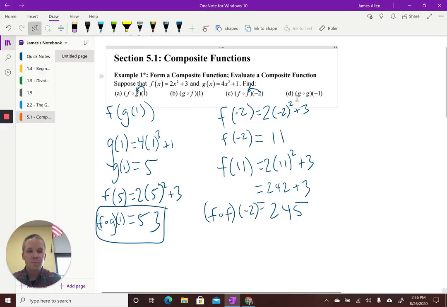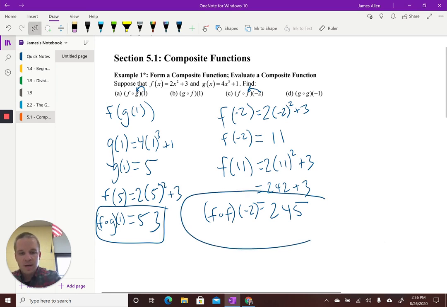Same idea for part D here. Negative 1 goes into g, and then that number goes into g again. All right, but there we go. Not too bad so far. A little review action. Let us continue.